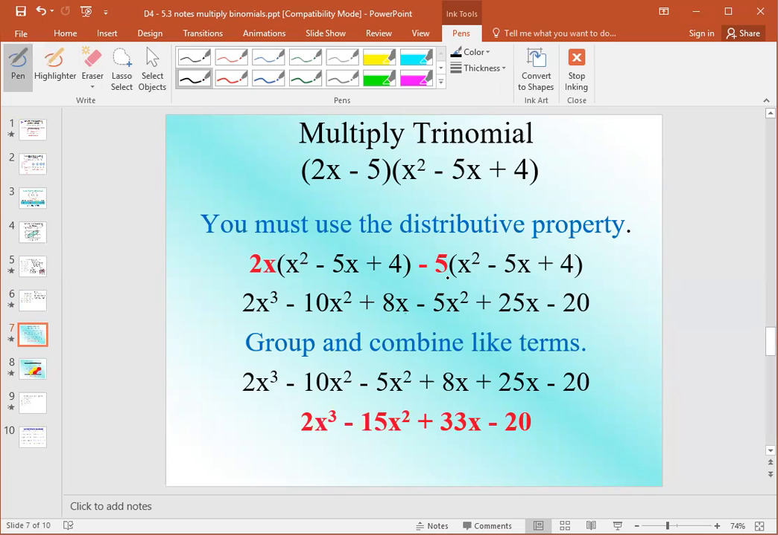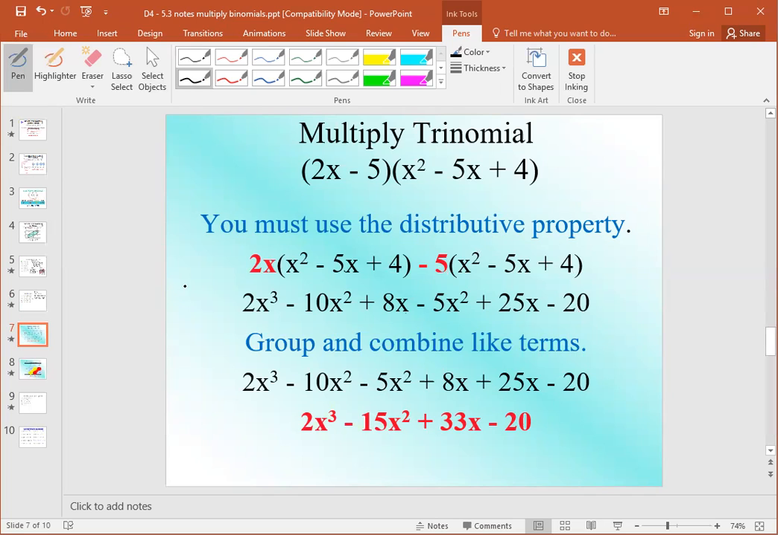That was a 5, so we have negative 5, and we're going to do it again. Negative 5 times x squared is negative 5x squared. Negative 5 times negative 5x is a positive 25x. And negative 5 times positive 4 is negative 20.